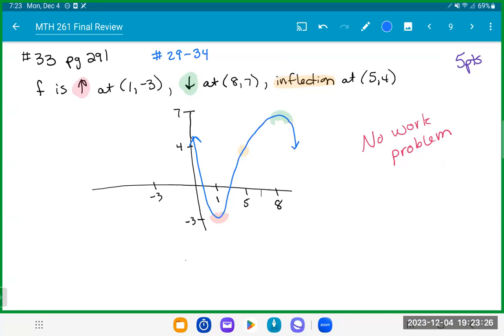Okay. So no work necessary on this one. I think this is probably the only problem on the exam where you don't have to show work. But if you don't label your graph, then you won't get credit. So definitely make sure you label your graph. Okay, questions?